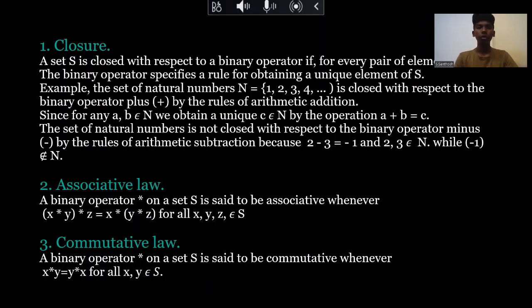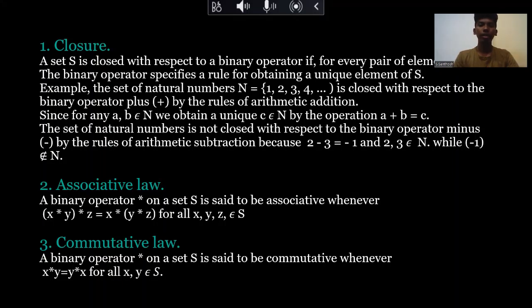So these are the properties. The first property is the closure property. A set S is closed with respect to a binary operator if, for every pair of elements, the binary operator specifies a rule for obtaining a unique element of S. Example, the set of natural numbers N equals 1, 2, 3, 4 up to infinity is closed with respect to the binary operator plus by the rule of arithmetic addition.